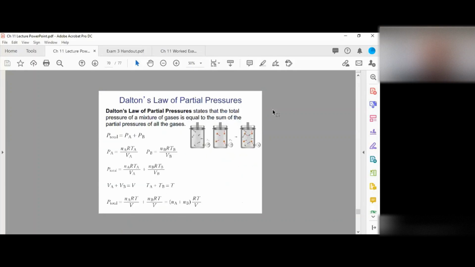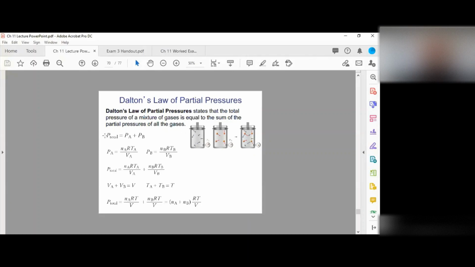Dalton's law. What is Dalton's law? Dalton's law in brief tells me if I have a container consisting of several gaseous compounds, the total pressure of the container will equal the partial pressure of every single component added up. Once again, Dalton's law of partial pressure states that the total pressure of a mixture of gases is equal to the sum of the partial pressures of all the gases.